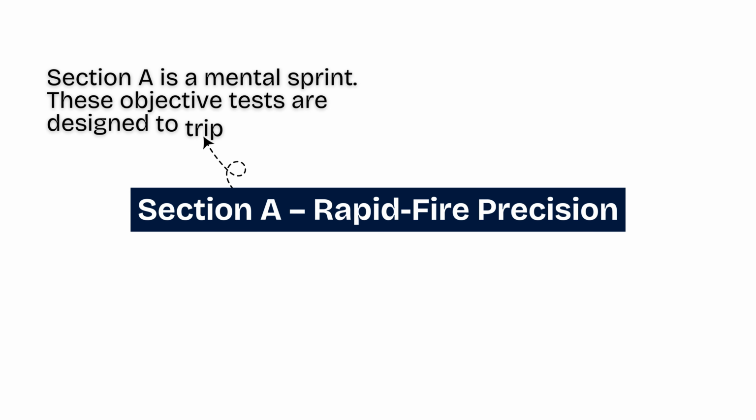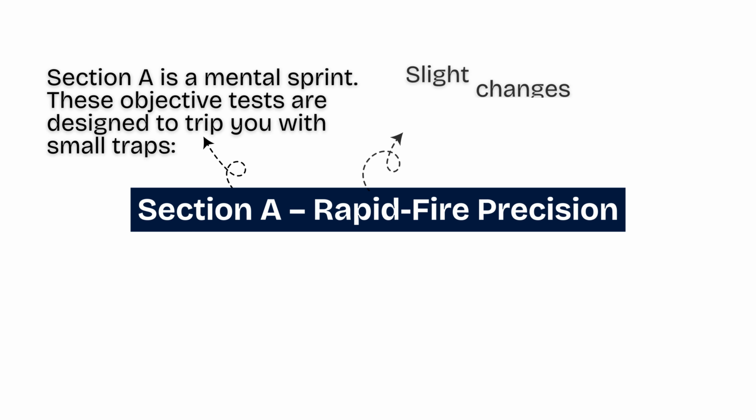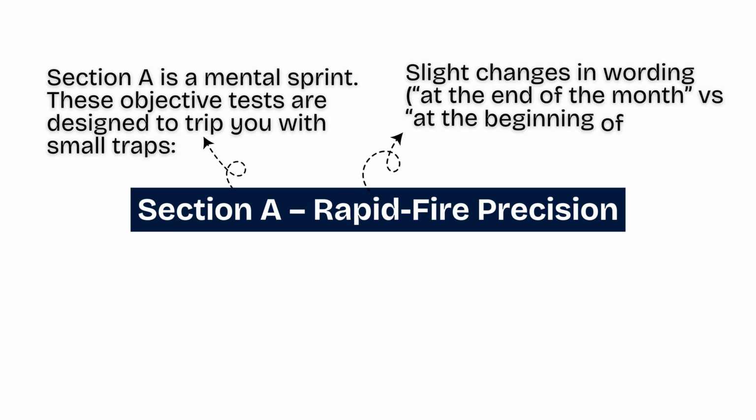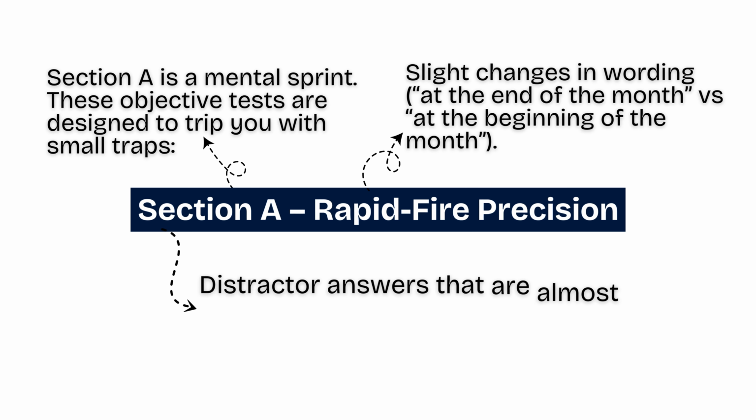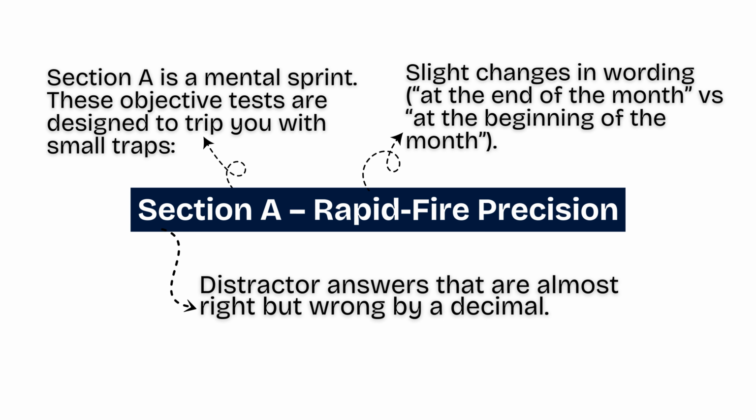Section A, rapid-fire precision. Section A is a mental sprint. These objective tests are designed to trip you with small traps. Slight changes in wording, like at the end of the month versus at the beginning of the month. Distractor answers that are almost right but wrong by a decimal.